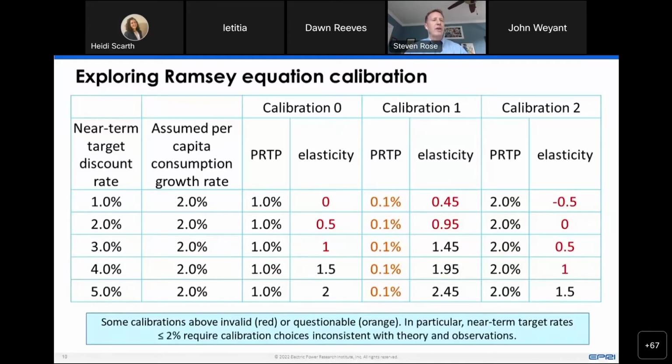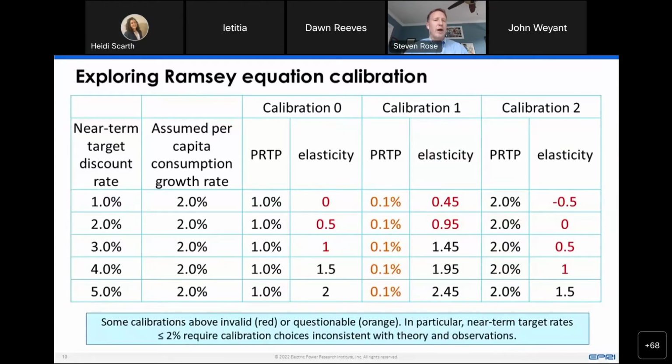We're starting on the left of this table. We're looking at different near-term target discount rates, considering a particular growth rate assumption, and then exploring 3 different kinds of parameterizations for each of those near-term rates, where we choose either a middle level pure rate of time preference, a lower one for calibration 1, or a higher one for calibration 2, and then we can set the corresponding elasticity.